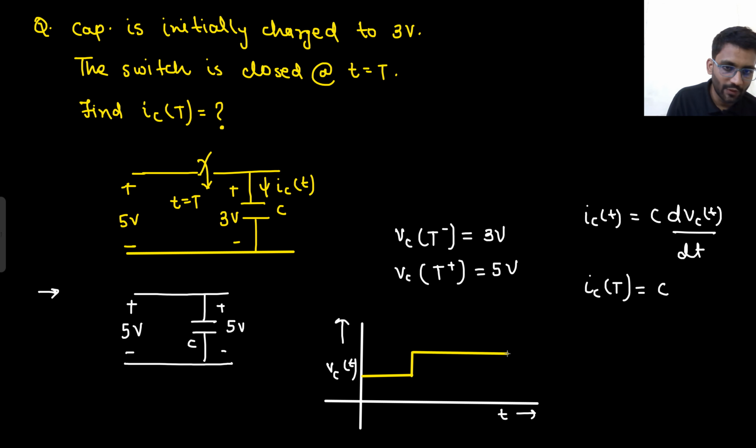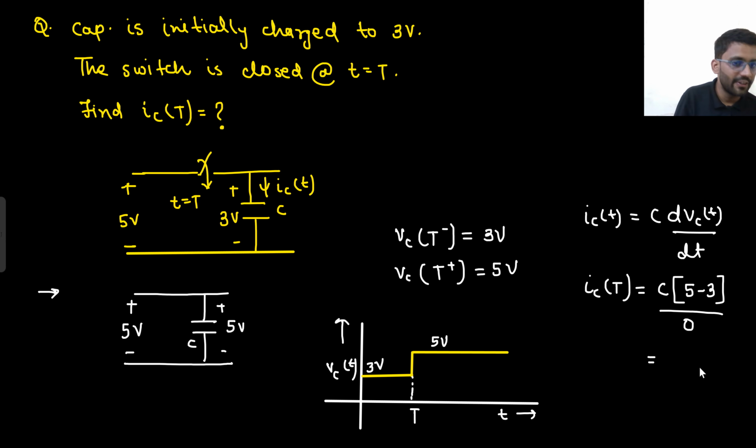So from 3 to 5 at time t, this is 3 volt and this is 5 volt. So it is jumping from 3 to 5, right? There is a jump of 2 volt. So dVc by dt, what will we write? The change in VC voltage, that is 5 minus 3 divided by time t. What is time t? That is nearly equal to 0. So the current is infinity, but we will write it in this manner, 2C delta t.